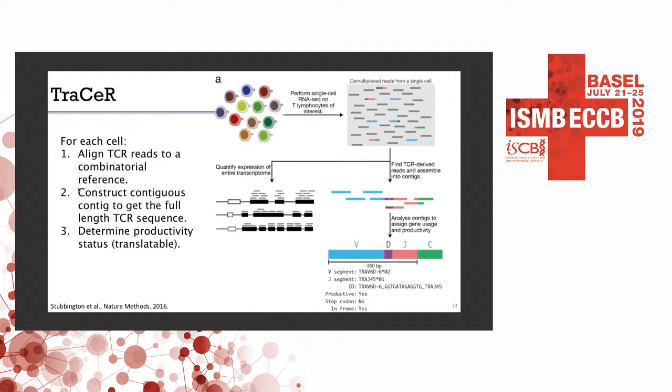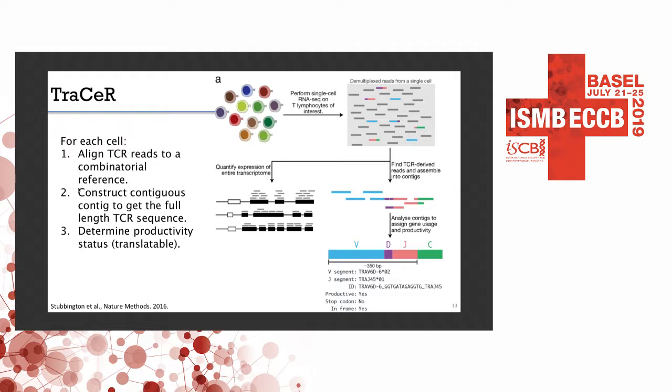So the first method that was able to do this is called TraCeR. What they did is take their single cells and get their reads for each cell, and then align what's called the TCR reads to a combinatorial reference. So they took all those VDJ regions and shuffled them around, and then tried to align reads to those shuffled rearrangements. And so that had to be a lot of rearrangements that they made for all these different combinations.